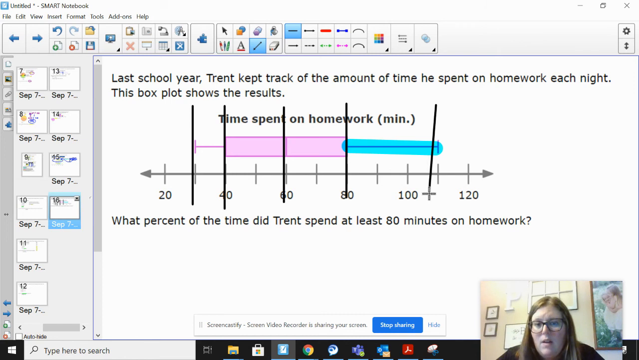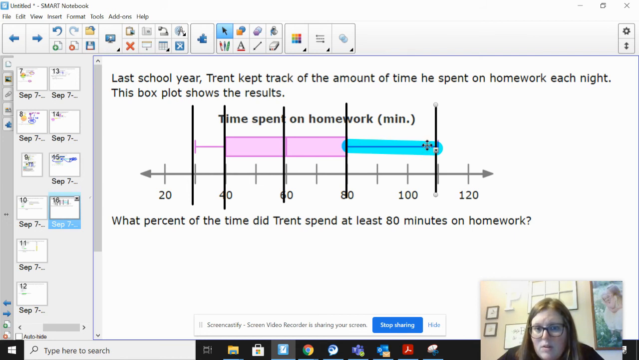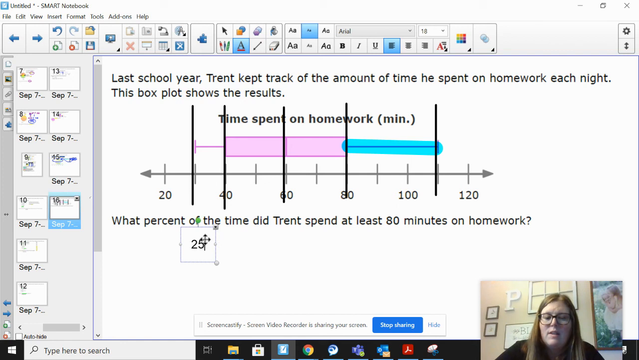Here to here. Oops. So being the highlighted chunk, 80 or more is just in one bucket. This would represent 25% of the time. 25% of the time he spent at least 80 minutes on his homework, or 80 minutes or more.